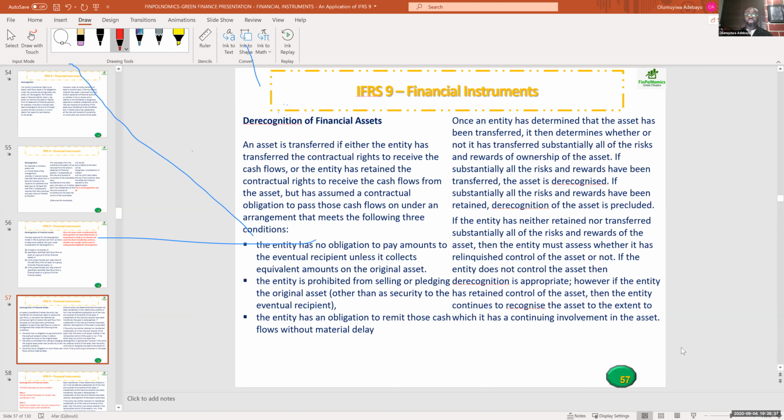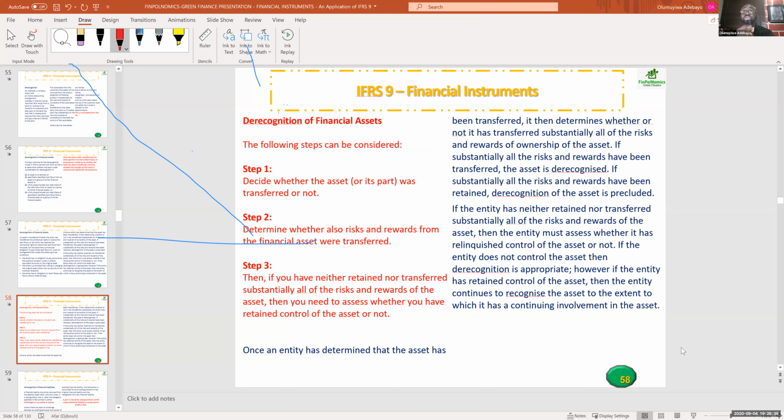Therefore, I can show you 3 steps that we can use in practice to derecognize a financial asset. The first step is that we decide whether the asset as a whole or in part was transferred or not. Which means I ask myself a simple question: these financial assets, do I still have right to it? If the answer is yes, it means it has not been transferred. But if the answer is no, it then means, how did I transfer my right? Either I transfer my right by selling it, or I transfer my right by pledging it, like a form of securitization I explained.